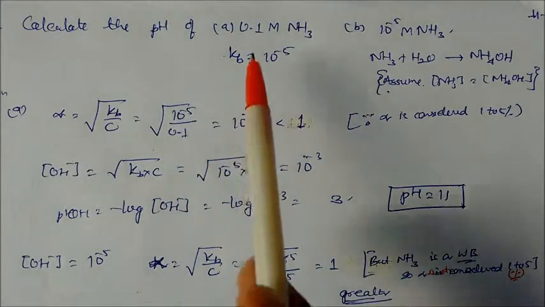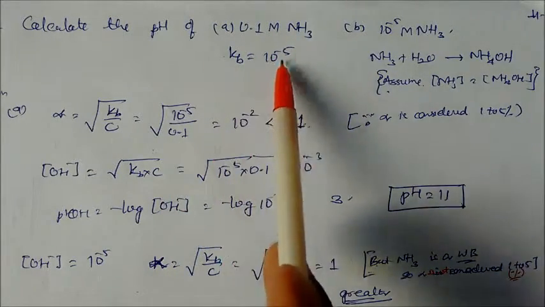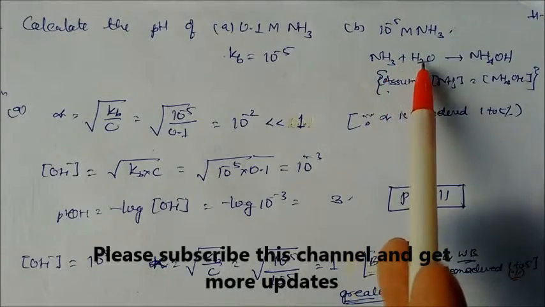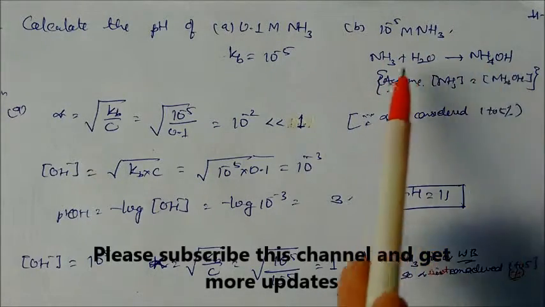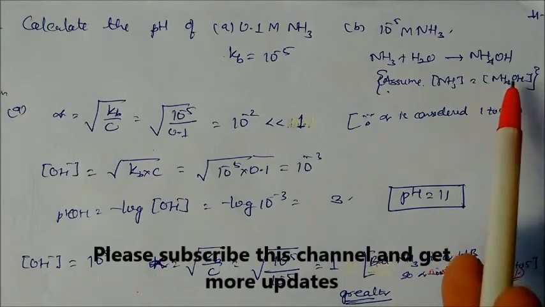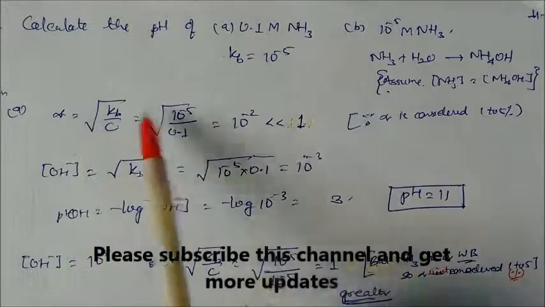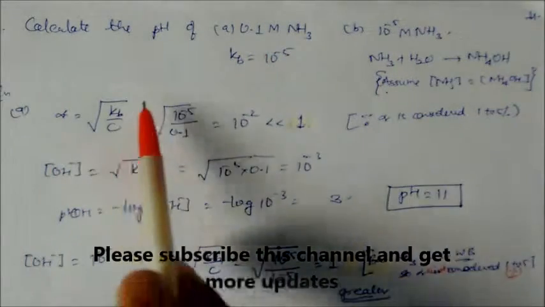Calculate the pH of 0.1 molarity of ammonia. Kb is given. Second question, 10 power minus 5 molarity of ammonia. Ammonia dissolved in water gives ammonium hydroxide, so we have to assume the concentration of ammonia equal to that of ammonium hydroxide. First we find alpha, because we need to know alpha. Alpha equals the square root of Kb upon C.